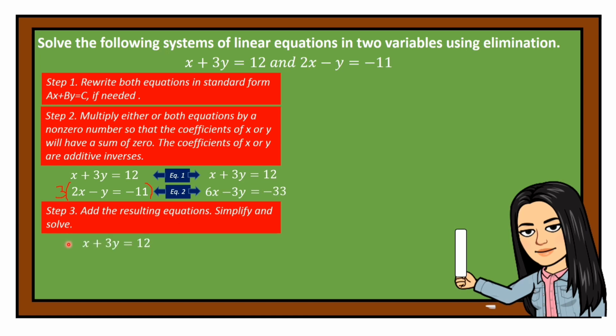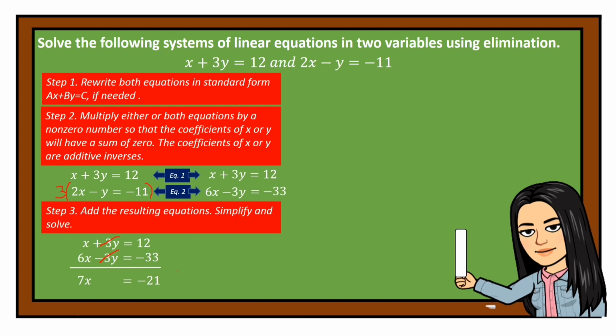Okay? So, i-rewrite natin ang equation 1 at equation 2. So, x plus 3y equals 12 and 6x minus 3y equals negative 33. So, next, i-add natin. So, we have here x plus 6x equals 7x. And then, kapag in-add natin ang positive 3y and then negative 3y, so that will be equal to 0. So, ito yung ating na-eliminate. And then, equals 12 minus 33 is equal to negative 21.